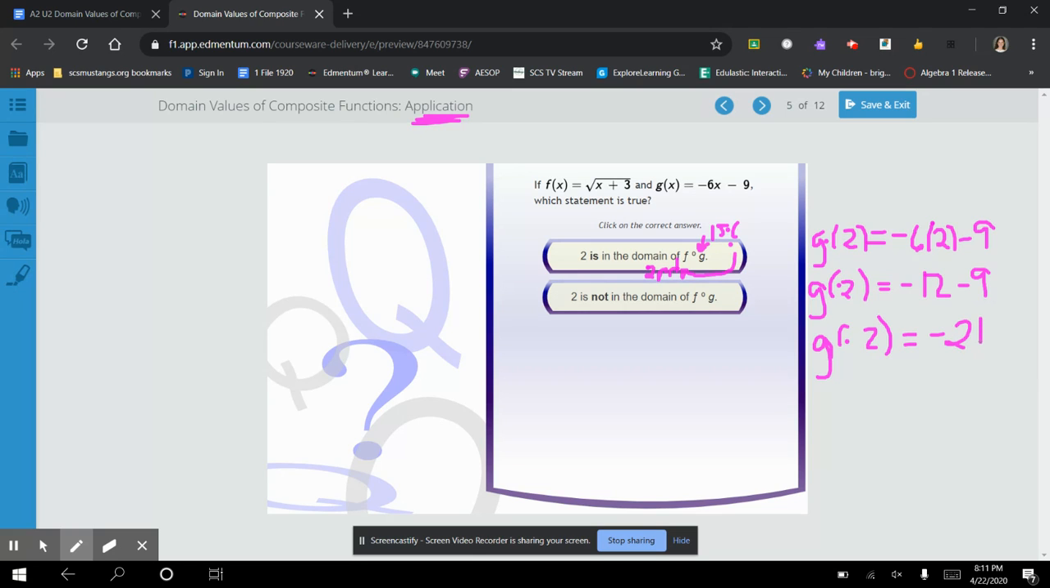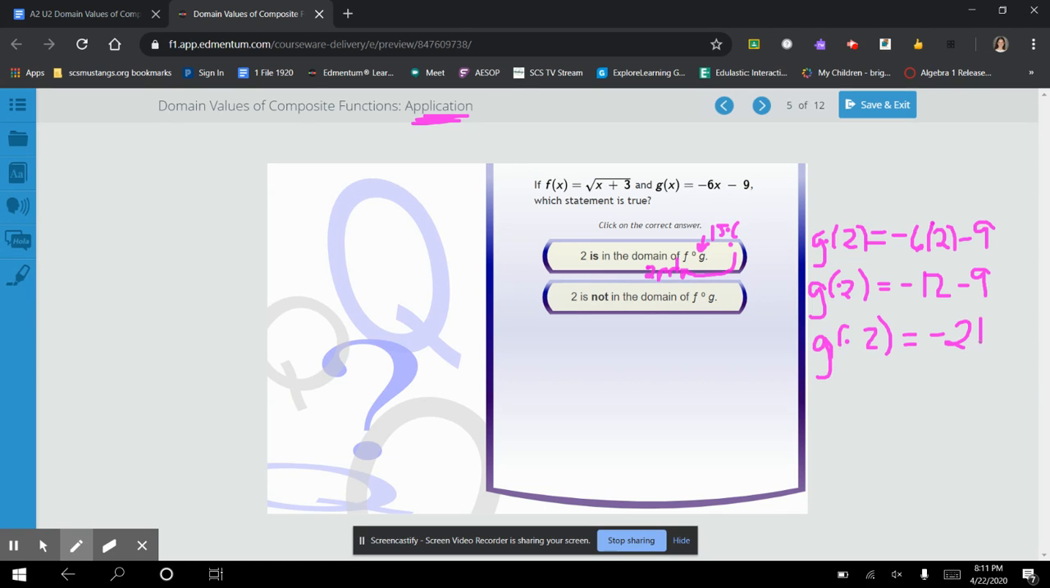Let me double check that, that way we don't end up with something weird. Negative 12 minus 9 is negative 21. Okay, good so far.